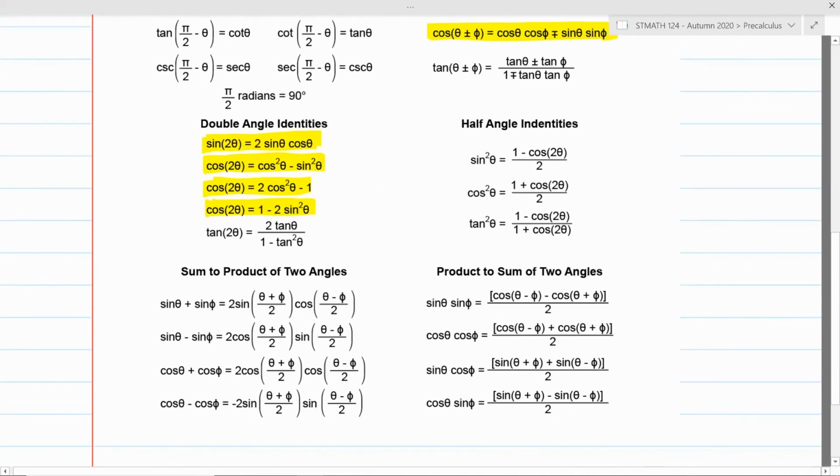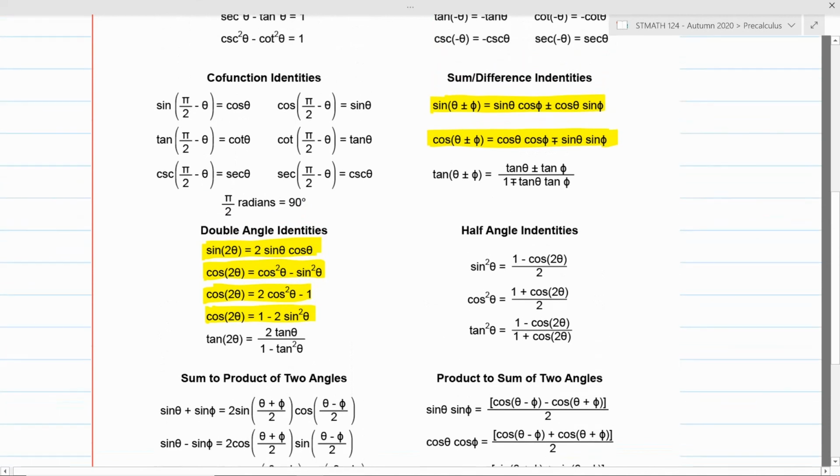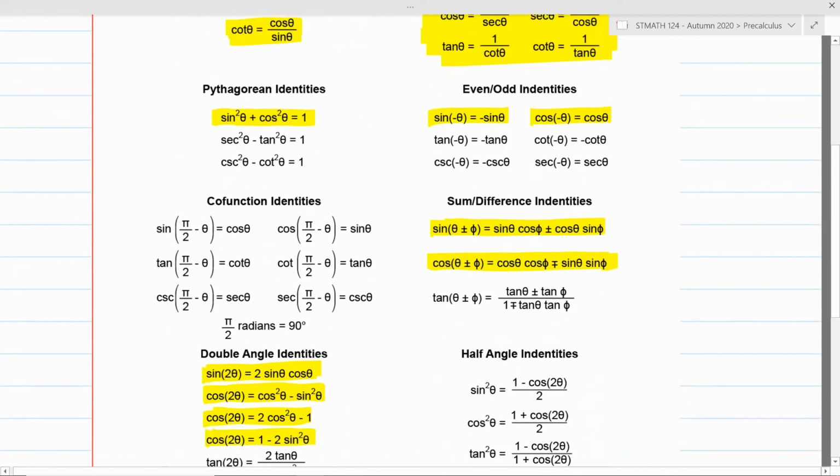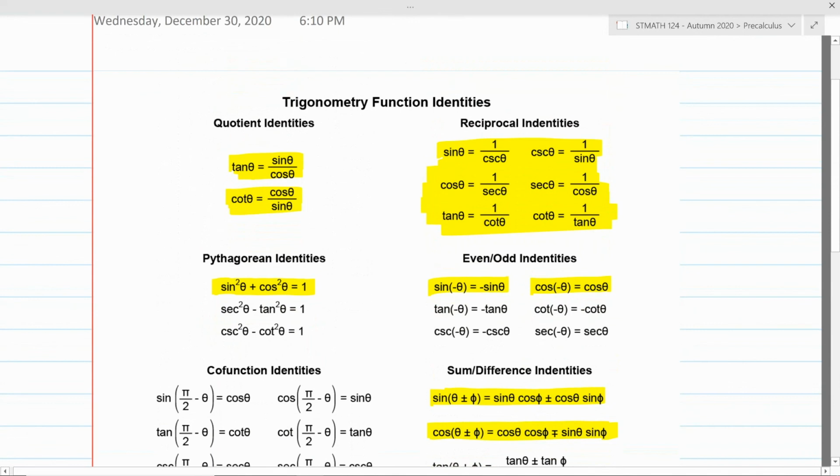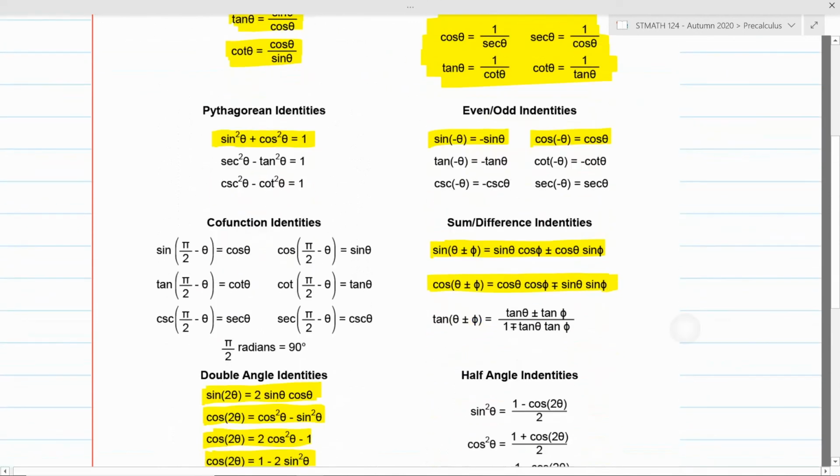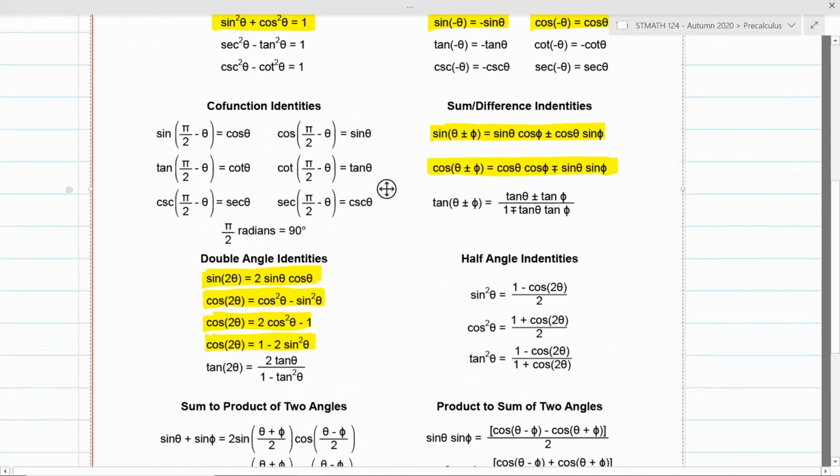The other ones on this list, you need to know they exist, and you can look them up if you ever need them. But the ones in yellow come up often enough that you really need to have them ready to go. So I would commit those to memory.